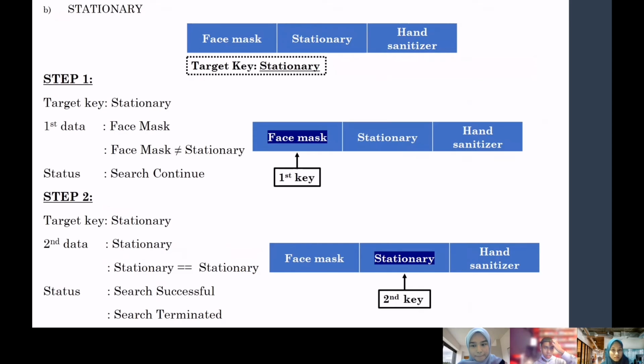So this is linear search for stationery, because we want to buy stationery. So target key: stationery. Step 1, target key stationery. First data is face mask. So face mask does not equal stationery because they want to search for stationery. So status, search continue. Step 2, target key stationery. Second data, stationery. So they get stationery equals stationery. So status, search successful and search terminated.